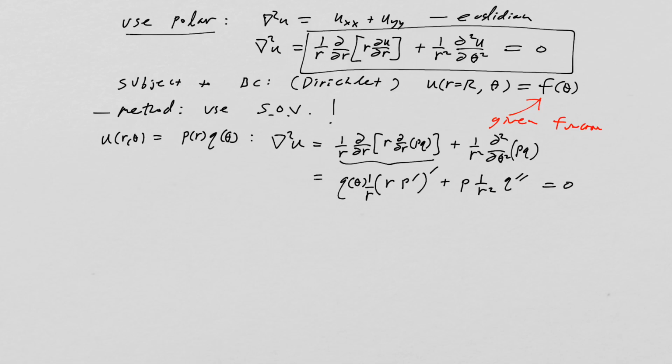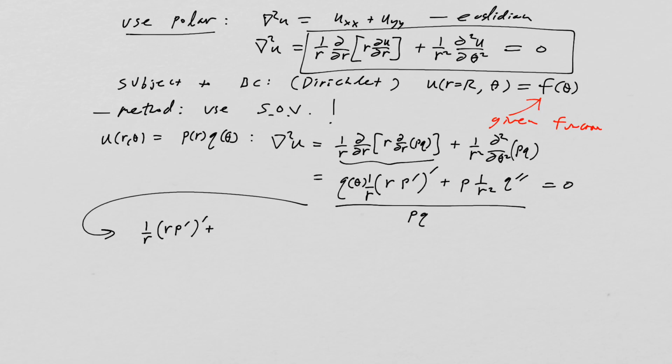Now we're going to do the separation part. Like always, we're going to divide by P and Q down there. And then we're going to get 1 over r times (r P prime) prime, plus Q double prime over r squared, and that's going to be equal to 0. Oh, we forgot the P is going to be down there, and there's still a Q down there.